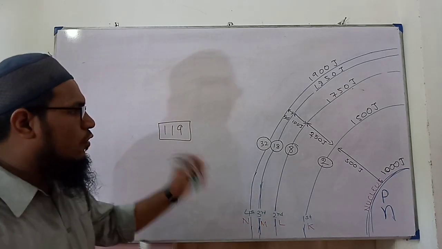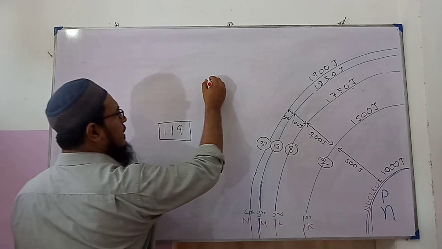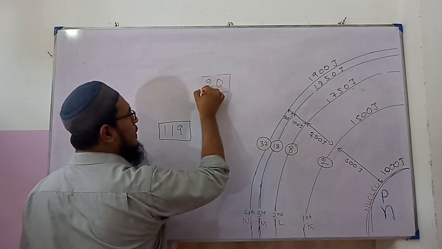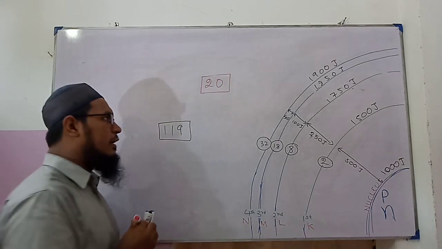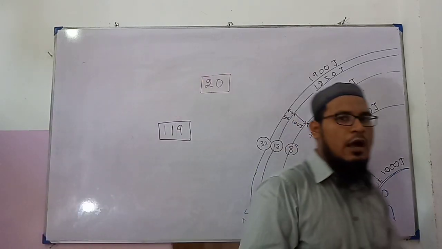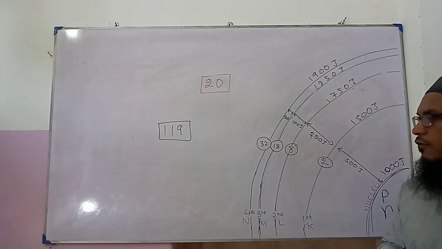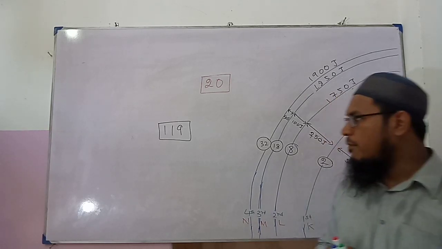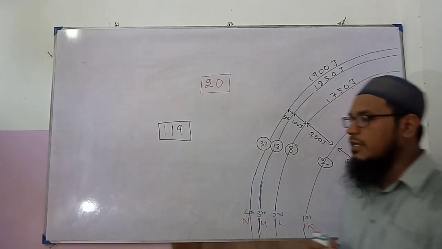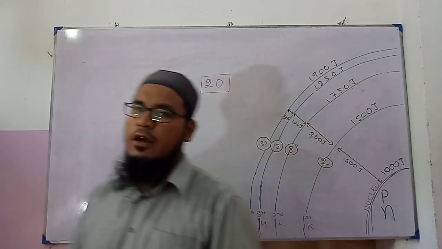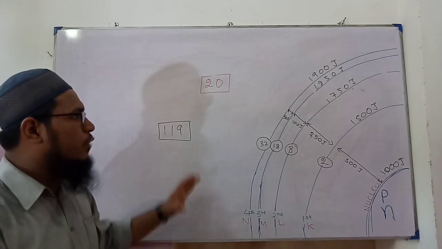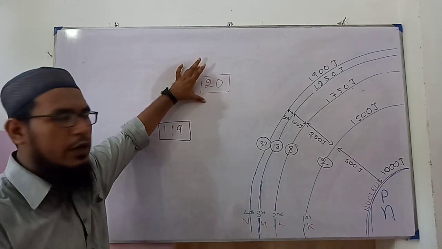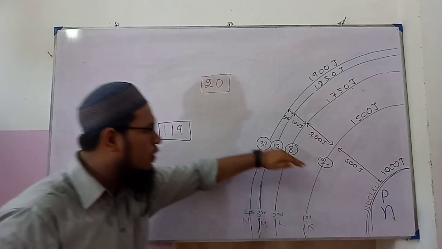But according to the local syllabus, we have to study only about 20 elements. The first 20 elements: hydrogen, helium, lithium, beryllium, boron, carbon, nitrogen, oxygen, fluorine, neon, sodium, magnesium, aluminium, silicon, phosphorus, sulfur, chlorine, argon, potassium and calcium. These 20. When it comes to these 20, we don't need all this.